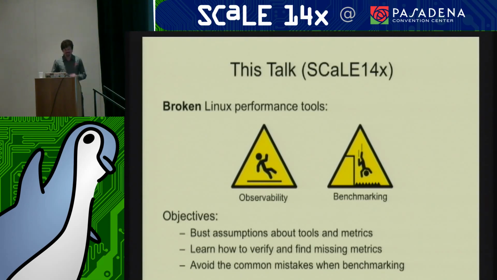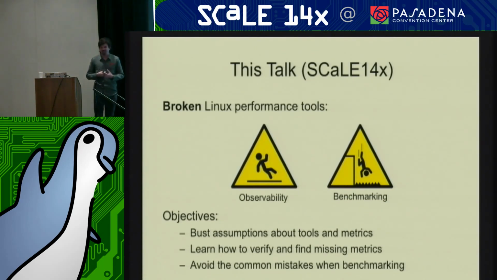My objectives are to bust assumptions about tools and metrics. The prior talk about working performance tools is the sort of talk that's fun to put together, as I get to talk about things that are exciting and things that work. But when you start to do a lot of performance analysis, you realize that's not what the landscape looks like. Some of the tools are exciting and work well. Many of the tools don't work well. And understanding what's good and what's bad is important for developing performance expertise. And so that's what this talk will help you accomplish.